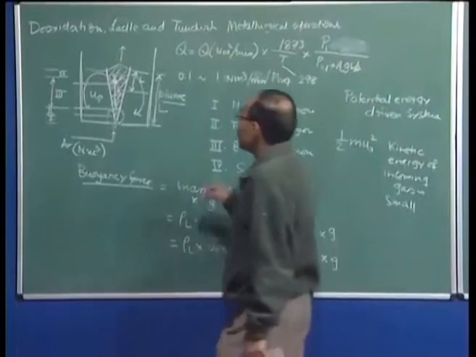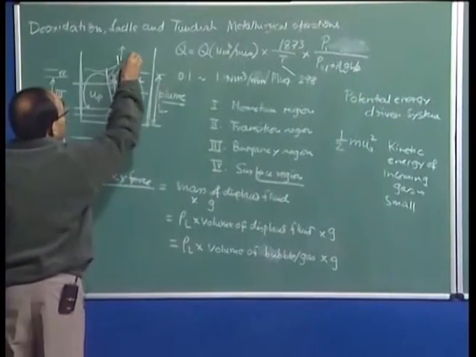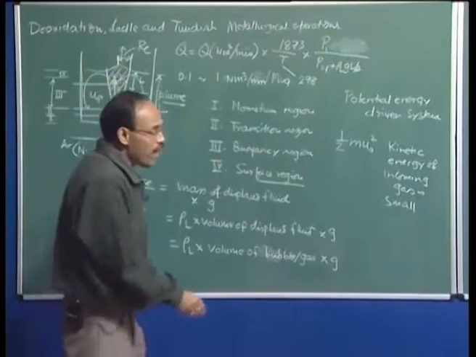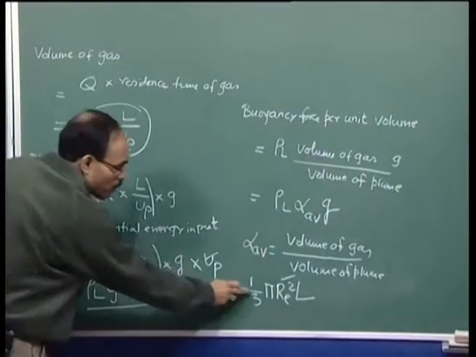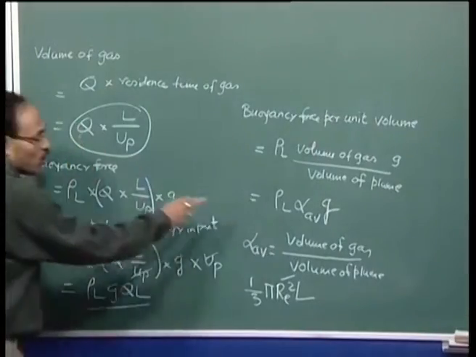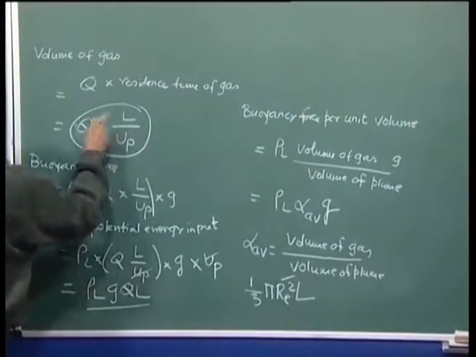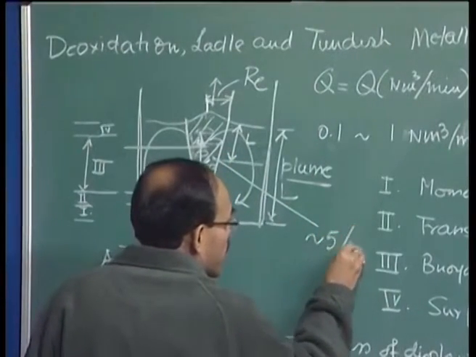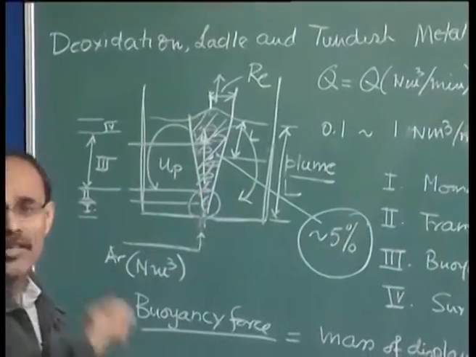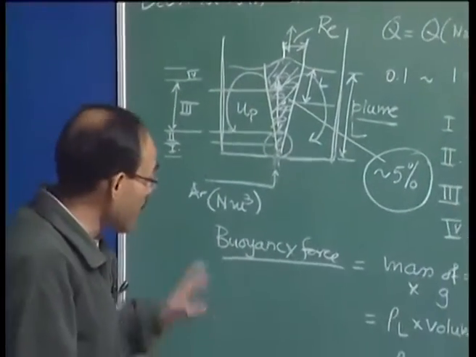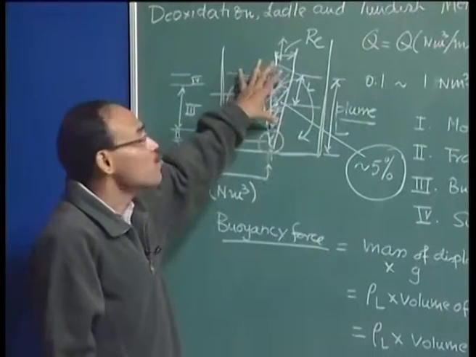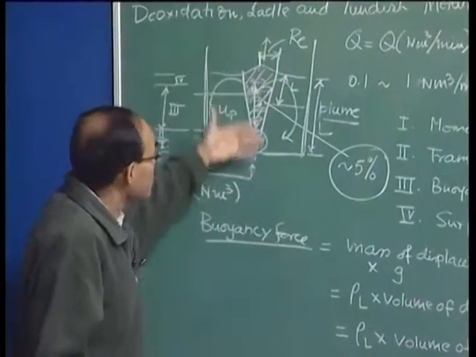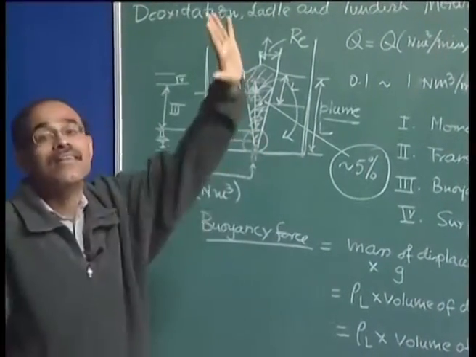What is r e square? Then r e square is exactly equal to the radius of the plume. Okay, and if I take the value of the volume of the plume as this 1/3 pi r e square L, calculate the volume of the gas on the basis of this formula, I will find out that the average gas volume fraction here is barely 5%. So it is a very important deduction and a very important point for us to remember that the gas volume fraction within the two phase region is actually a very, very small quantity. 5% of this region is occupied by argon bubbles and the remaining is liquid.